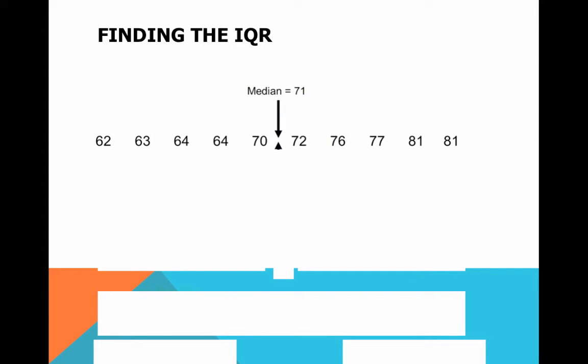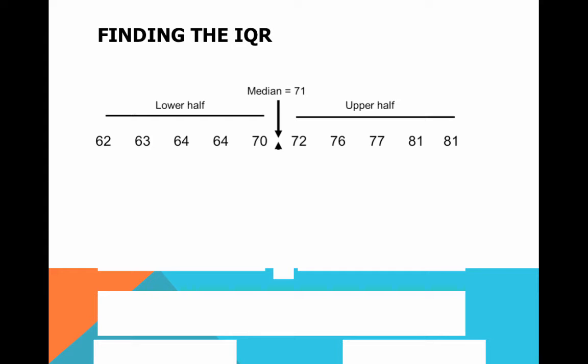Now that we've found the median, we know that we have a lower half and an upper half. The lower half consists of 62, 63, 64, 64, and 70. The upper half consists of 72, 76, 77, 81, and 81. Notice that our median is not included in either the lower or upper half, and that every single number in our data set is included in the lower or the upper half.